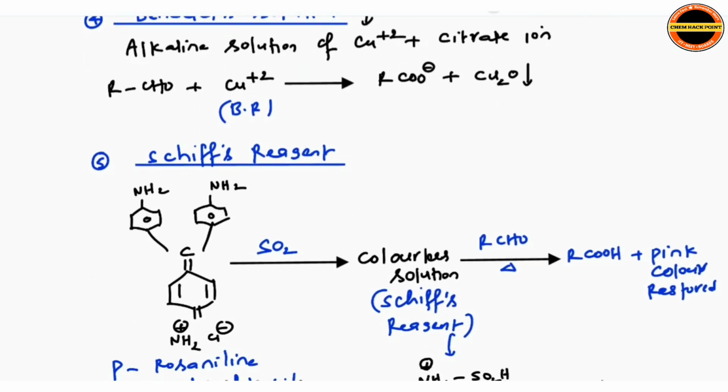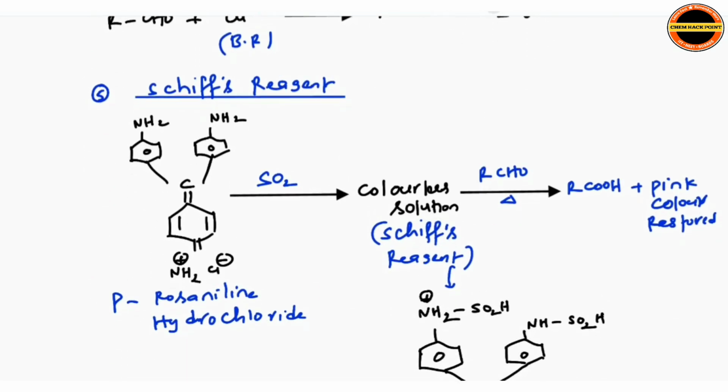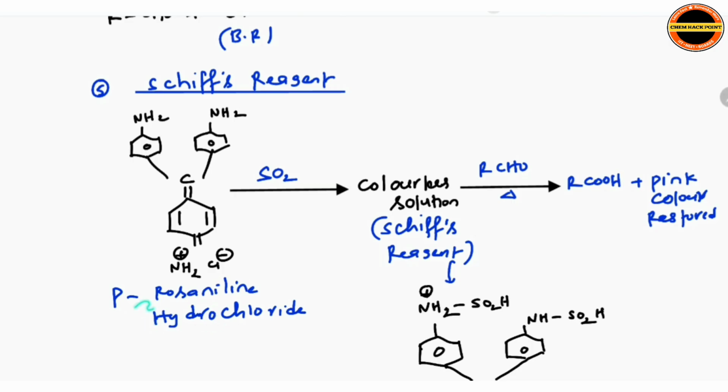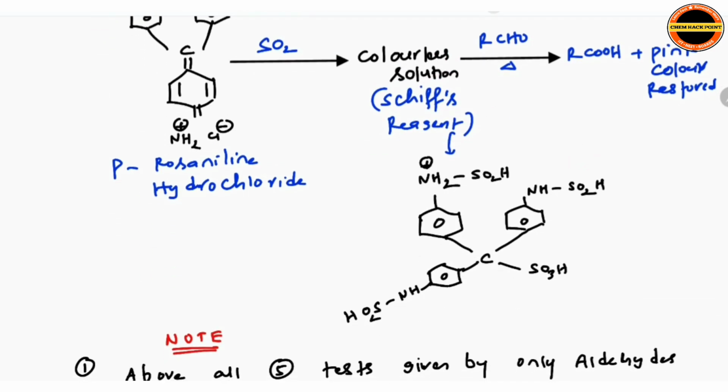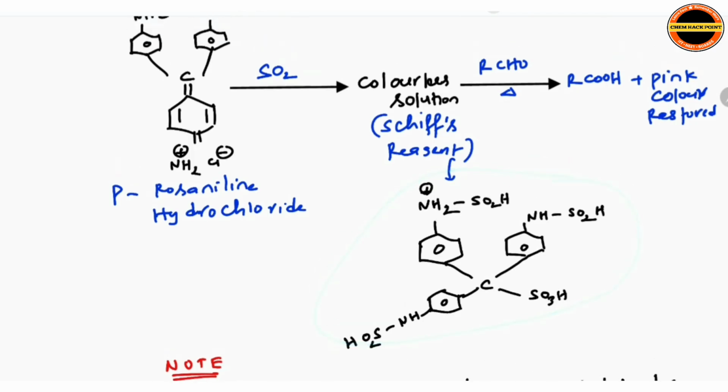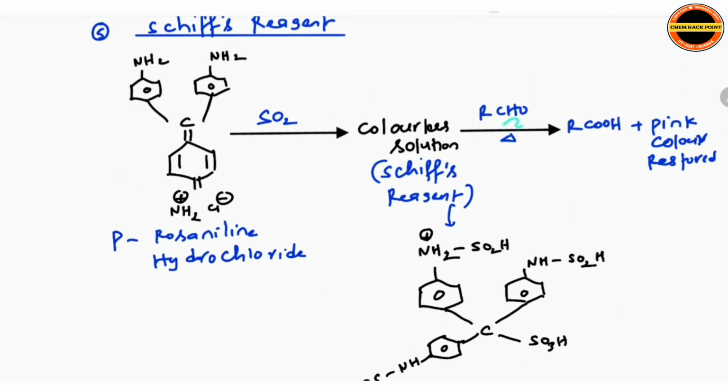Next, Schiff's reagent. It is a dye, para-rosaniline hydrochloride. When SO2 gas is passed through it, it becomes a colorless solution. This colorless solution is referred to as Schiff's reagent. The formula given is not important, no need to remember it. When it reacts with an aldehyde, the pink color of Schiff's reagent is restored.